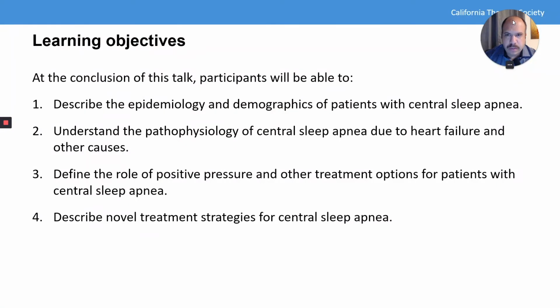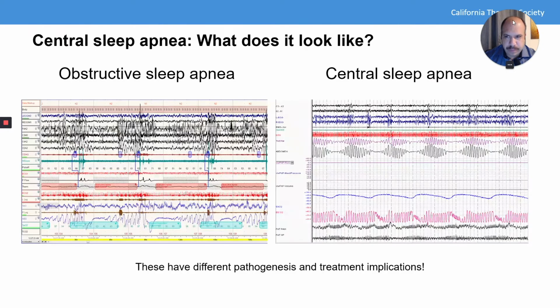So today we'll try to get through a few major objectives here. We'll describe the epidemiology and demographics of patients with central sleep apnea. We'll try to understand the pathophysiology of central sleep apnea due to heart failure and to other causes. We'll define the role of positive pressure and other treatment options for patients with central sleep apnea, and we will at the end describe some novel treatment strategies for central sleep apnea.